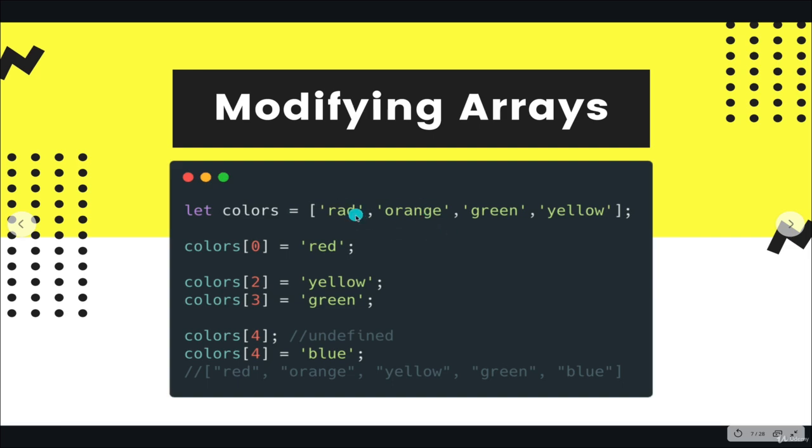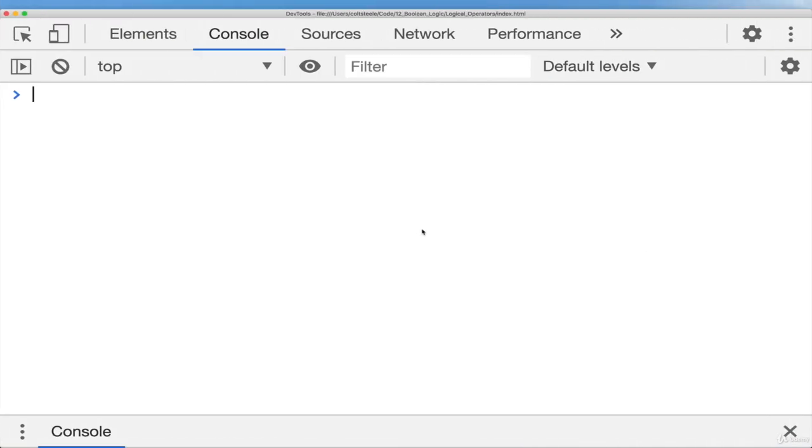Well, if I want to change that, I know that it's index of 0. It's the first element, and I can set it equal to red. Now this is important to understand. I actually can't do this with strings.